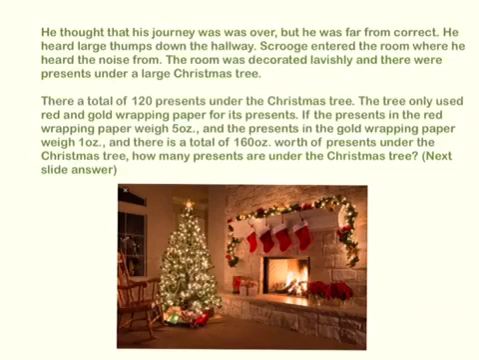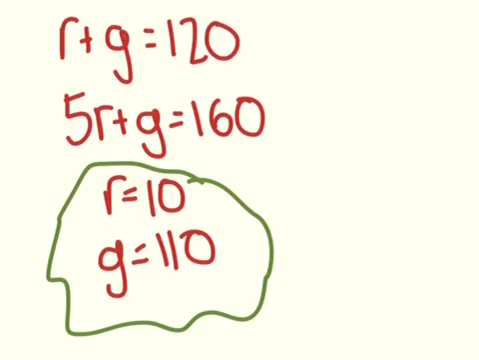If the presents in the red wrapping paper weigh 5 ounces and the presents in the gold wrapping paper weigh 1 ounce, and there's a total of 160 ounces worth of presents under the Christmas tree, how many presents are under the Christmas tree? Did you get the answer right?